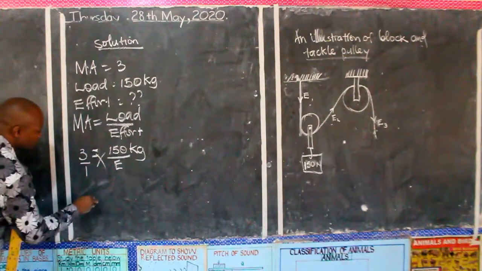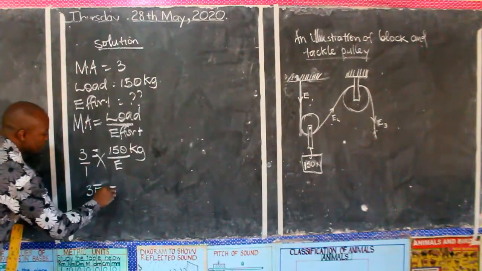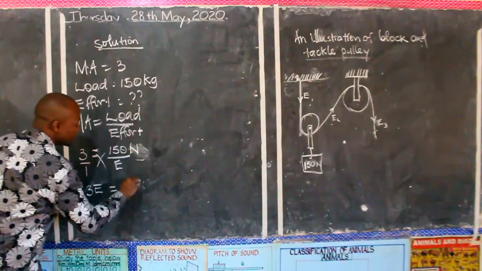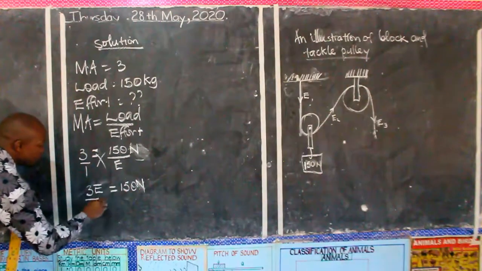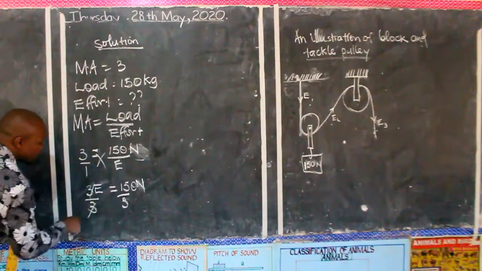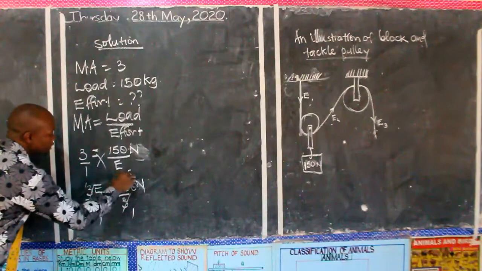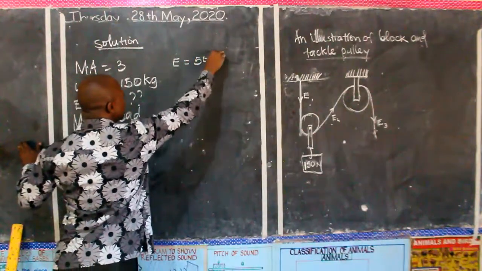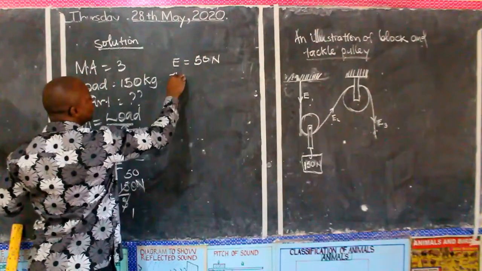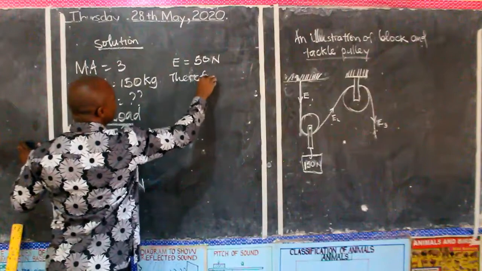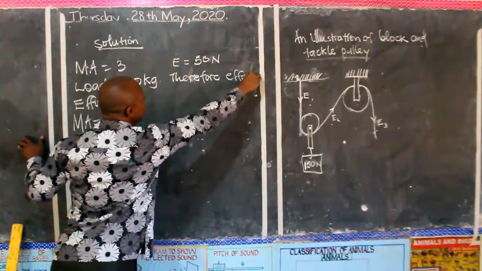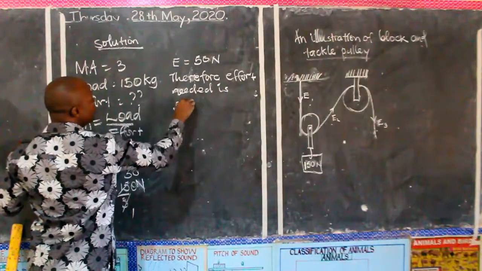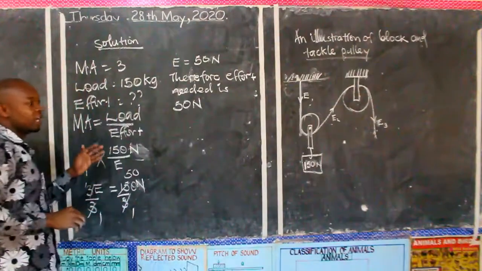Here we shall come to cross multiplication. We shall have 3E is equal to 150 newtons. Sorry, I've used newtons. Divided by 3. 3 by 3, 1. 3 into 150 is 50. Therefore, our E here is 50 newtons, and therefore the effort needed is 50 newtons. Now that one stands as our answer.